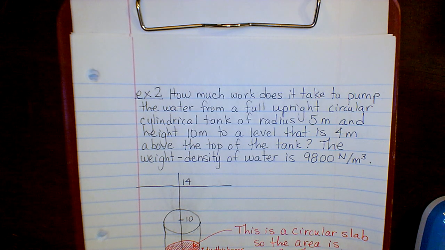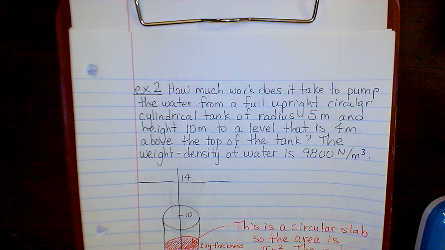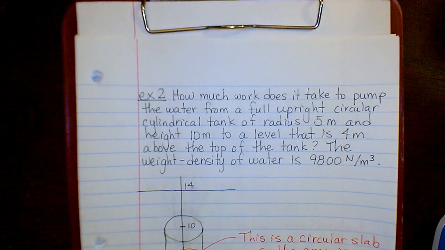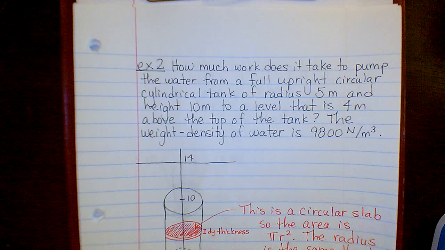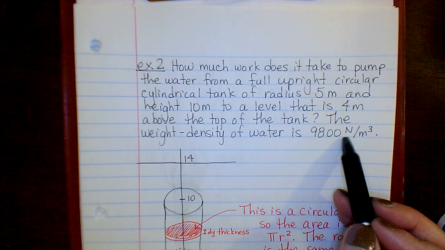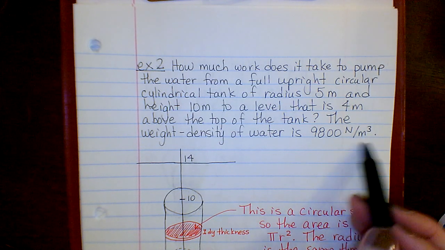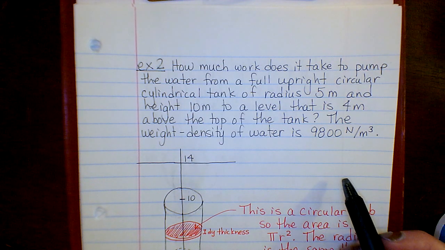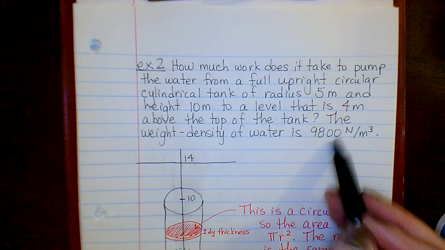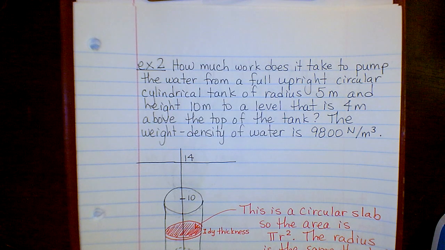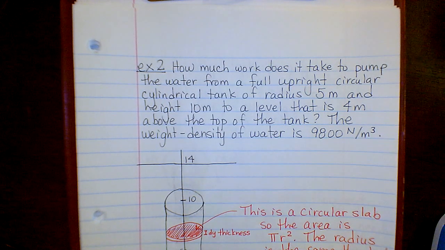How much work does it take to pump the water from a full upright circular cylindrical tank of radius 5 meters and a height of 10 meters to a level that is 4 meters above the top of the tank? The weight density of water is 9,800 newtons per cubic meter. This weight density is a weight per cubic meter, so that's per unit volume. It means that's how much this particular amount of water weighs. So 1 cubic meter weighs 9,800 newtons.